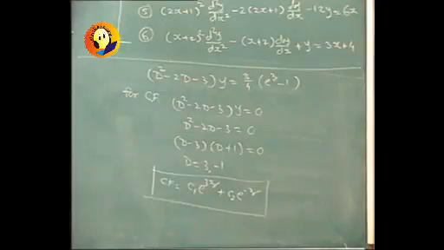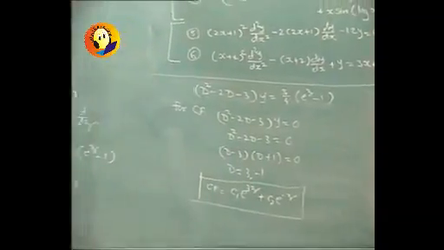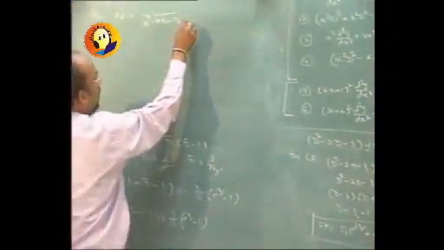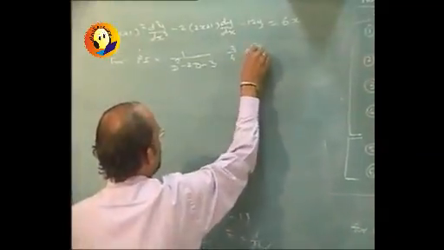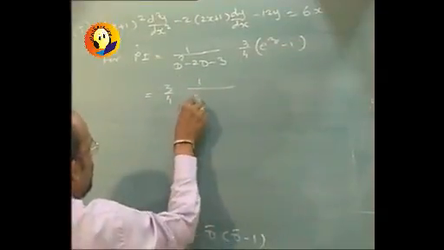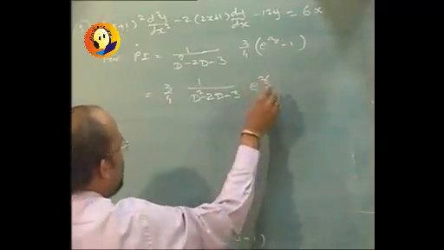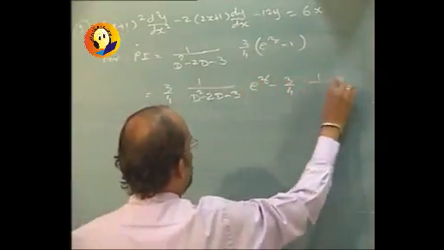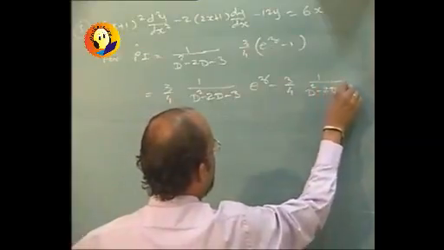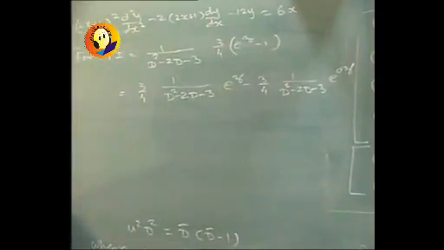For PI, we have a formula: 1 upon D square minus 2D minus 3 operating on 3 by 4 (e raised to z minus 1). Separate it out, it will be 3 by 4 into 1 upon D square minus 2D minus 3 operating on e raised to z, minus 3 by 4 into 1 upon D square minus 2D minus 3 operating on e raised to 0z. 1 is written as e raised to 0z.